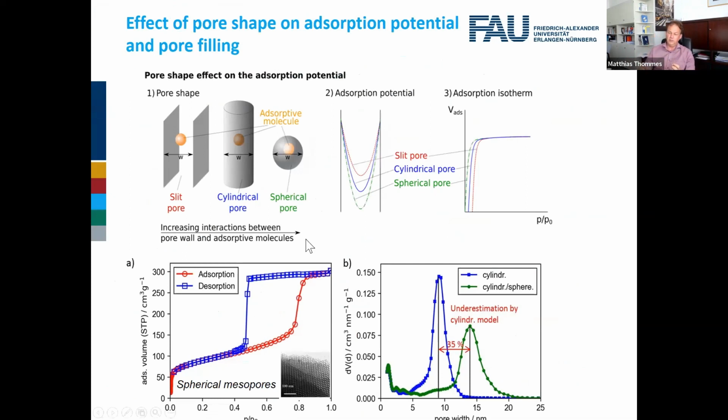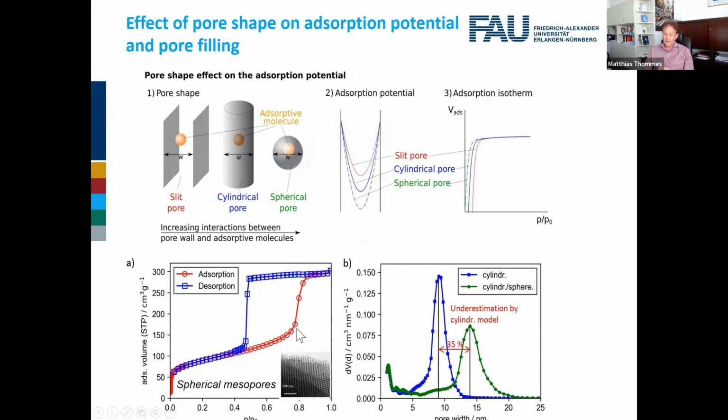And in this cartoon here, you see a slit pore, a cylindrical pore, and a spherical pore. They all have the same width, or pore size if you want. But the adsorption potential is in the spherical pore much higher than in the slit pore, which leads to the point that the spherical pore would fill at much smaller relative pressures than the slit pore would fill. Here you need more pressure to fill it because the adsorption potential is less.